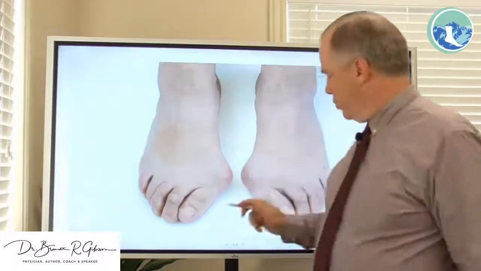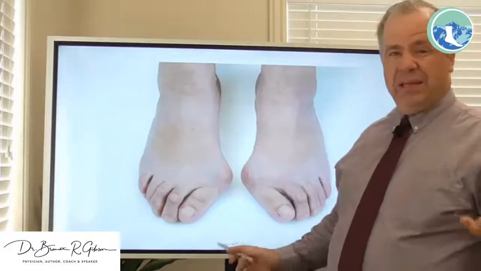So a bunion is a growth on the bone caused by the first metatarsal turning out and the toe turning in, creating this prominence here. And this is a pretty significant bunion. Some people are not quite as bad.